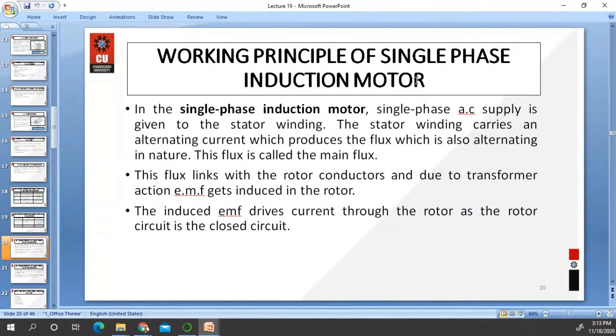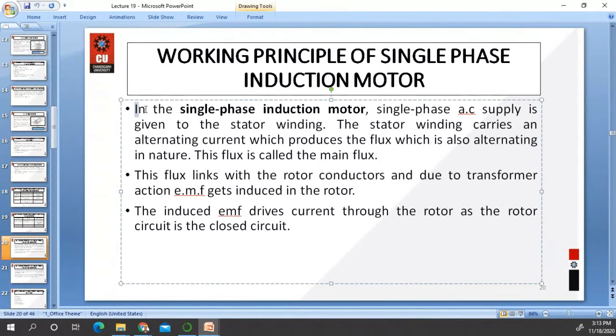Now the working principle of the single phase induction motor. We have explained it earlier also; it is similar to three phase. Let's explain it again. In the single phase induction motor, a single phase AC supply is given to the stator winding.